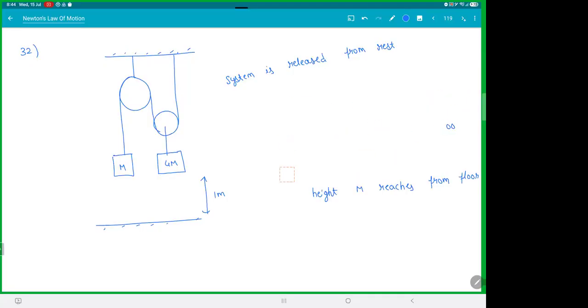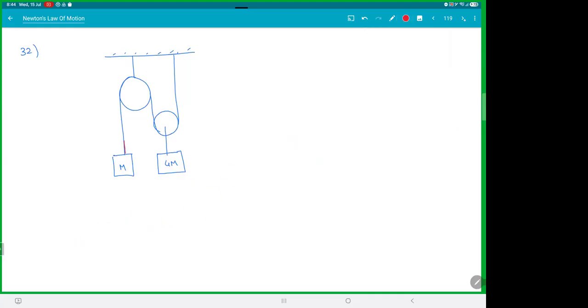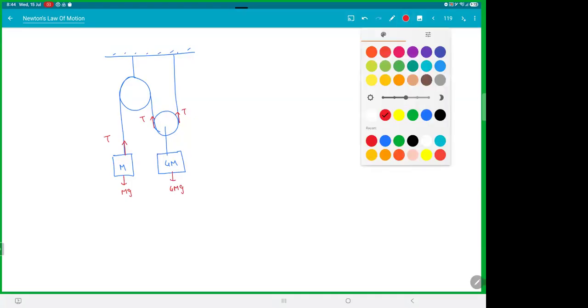Step 1, choose your system. So there are 2 of them. Assign tensions. I will take this string tension to be T. If this is T, then this is also T, and this is also T. Your weight mg, your weight 4mg. Great. Next thing, assign accelerations.